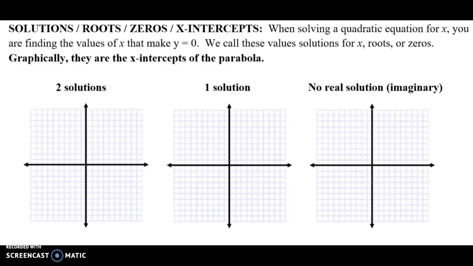So it says solutions, roots, zeros, and x-intercepts. It's very important that you understand all four of these words mean the exact same thing. If I ask you what are the solutions to the quadratic, I'm asking you what are the x-intercepts. If I say what are the roots, I'm asking you what are the solutions. If I ask you what are the zeros, I'm asking you for the roots or the solutions. It's all the same thing.